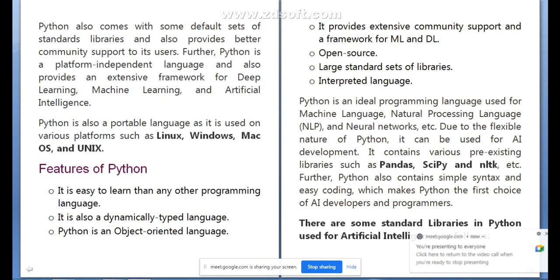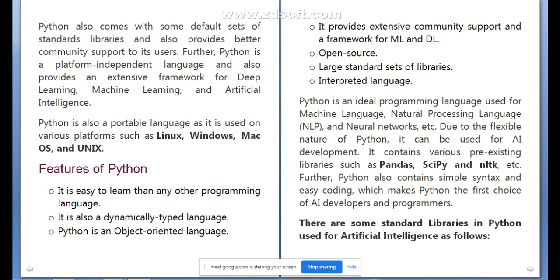सो पाइथन इज़ अ प्लेटफॉर्म इंडिपेंडेंट लैंग्वेज, वो कौन से भी प्लेटफॉर्म के ऊपर रन होता है. It is platform independent and also provides an extensive framework for deep learning, machine learning, artificial intelligence. And Python is a portable language which is used on various platforms such as Linux, Windows, Mac OS and Unix. ये सब ऑपरेटिंग सिस्टम के ऊपर वो चल सकती है. That's why it is a portable language.